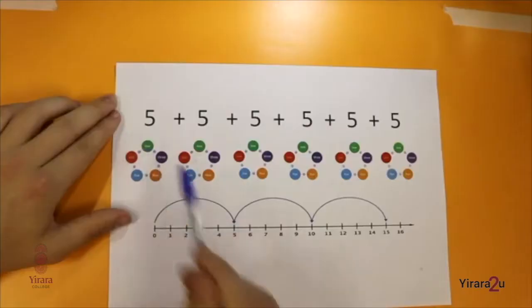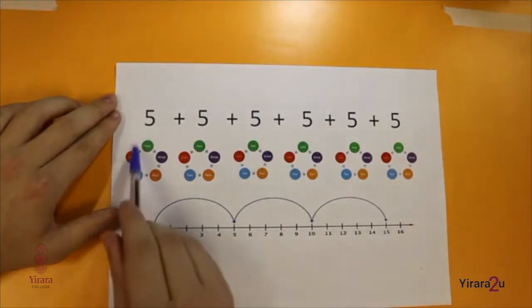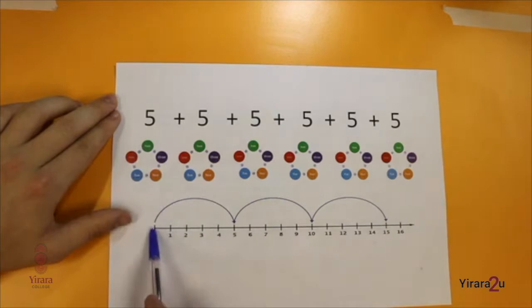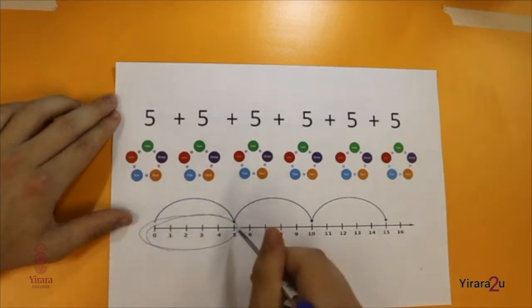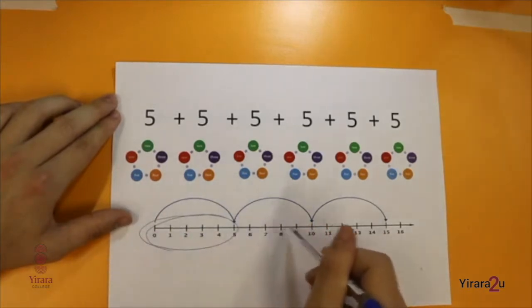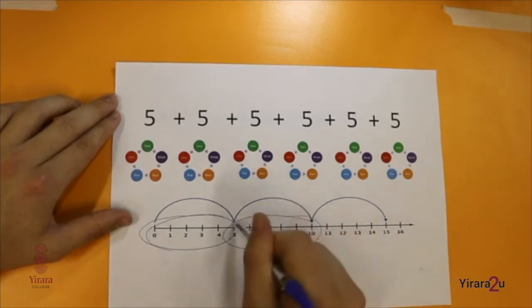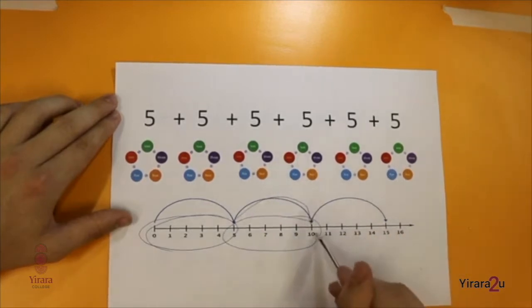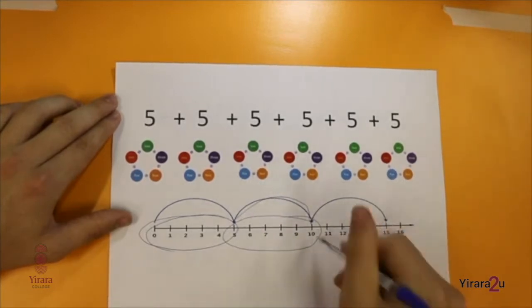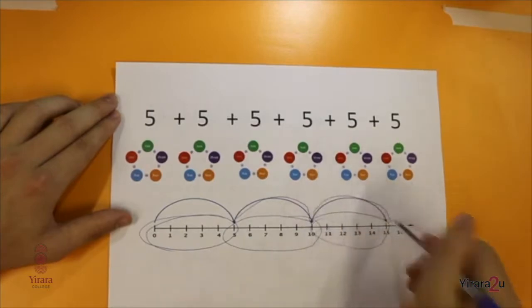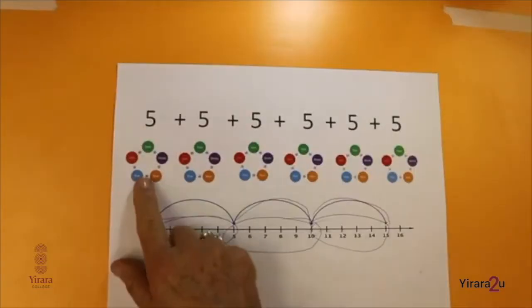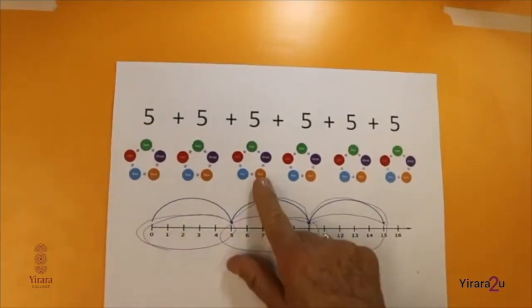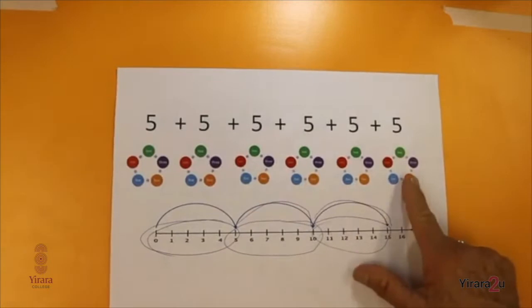So we're skip counting by 5s. So we have 1, 2, 3, 4, 5. So we skip count all the way to 5, and that's 1 group of 5. Then we have 1, 2, 3, 4, 5. And again, skip counting by 5s. And one more, 1, 2, 3, 4, 5. Skip counting by 5s. And just like our last slide, there are 6 groups of 5 right here.